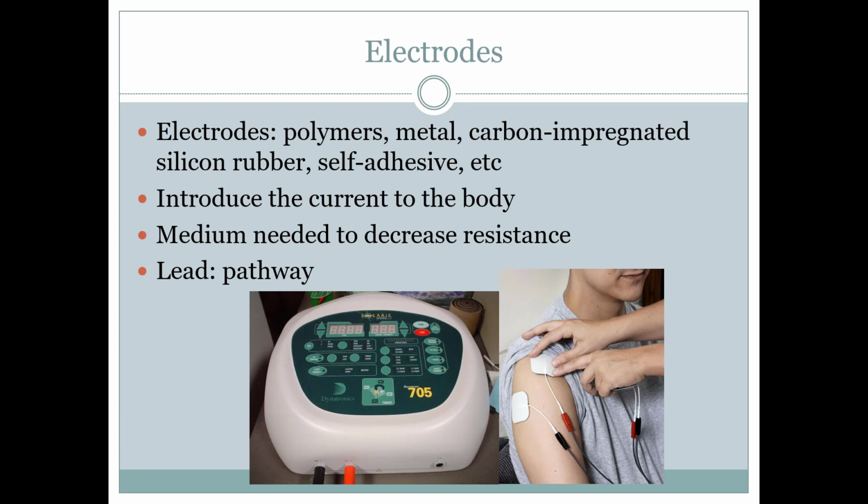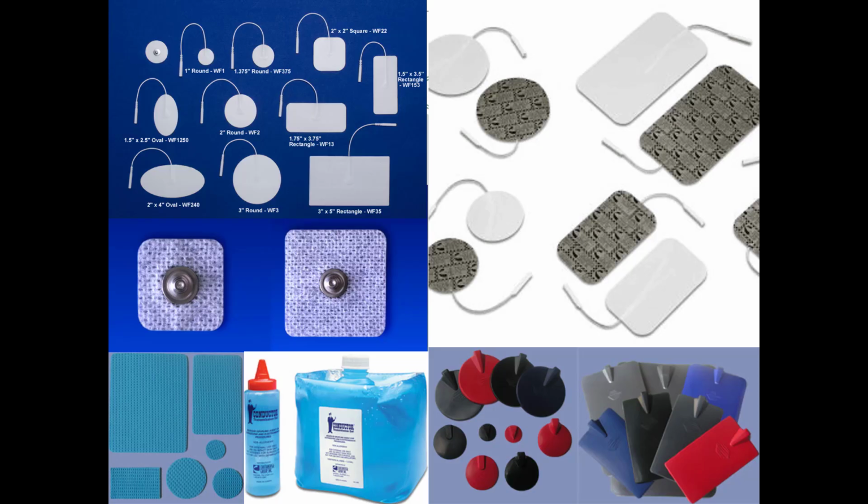They function as a medium needed to decrease resistance. The electrodes are attached to the body through a lead, which is the pathway from the modulator to the human body. The three most popular electrode systems over the years have been, number one, metal sponge electrodes. A thin metal plate attaches to the wire from the terminal. A wet sponge is placed between the metal plate and the skin to increase the conductivity between the two. These are held in place with a flexible rubber belt or a sandbag.